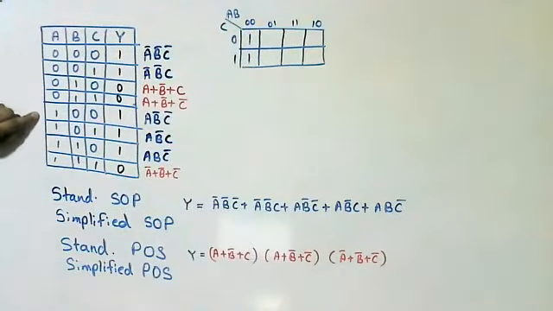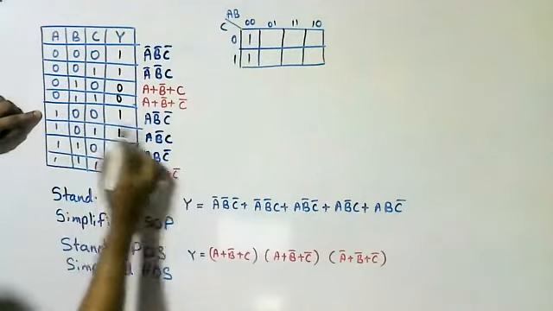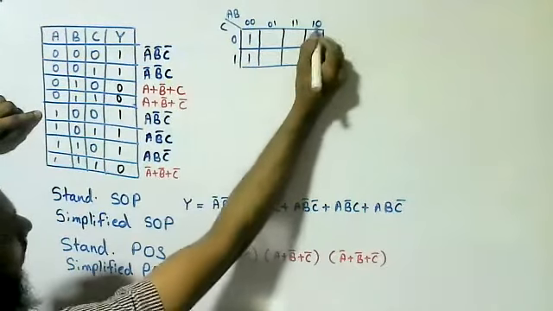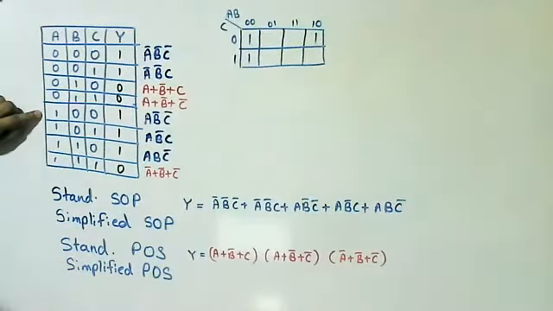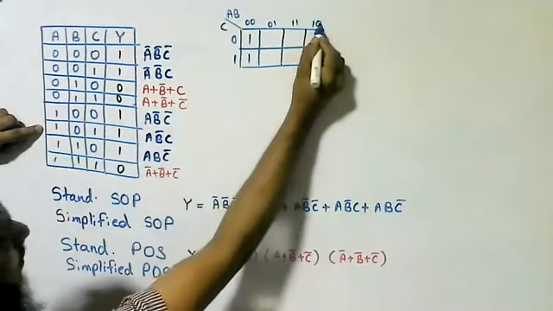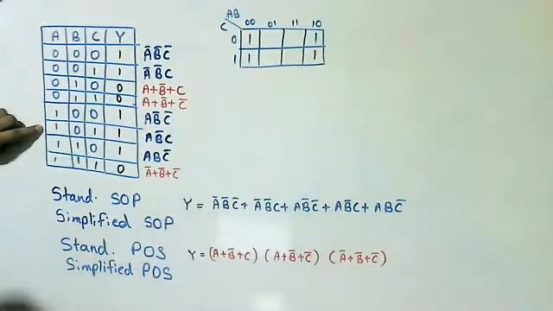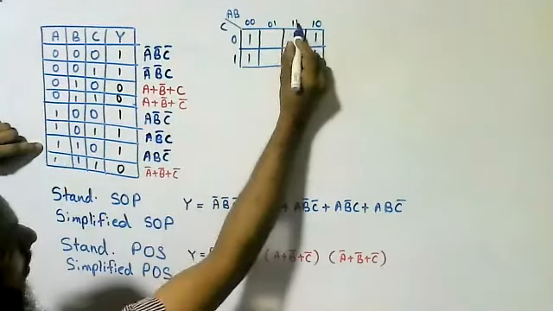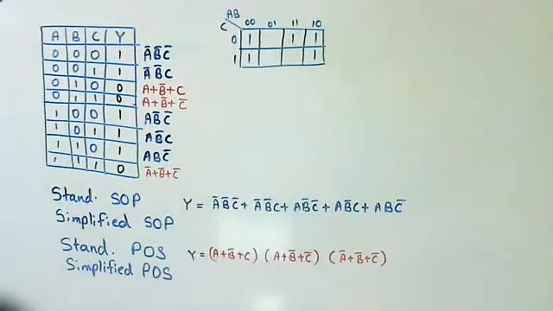Then the next minterm, 1, 0, 0. Okay, 1, 0, 0. That means here 1. Next minterm, 1, 0, 1. Okay, next minterm, 1, 1, 0. Is it okay, Ilma, Duria? Yes, sir. Marking ones, right?